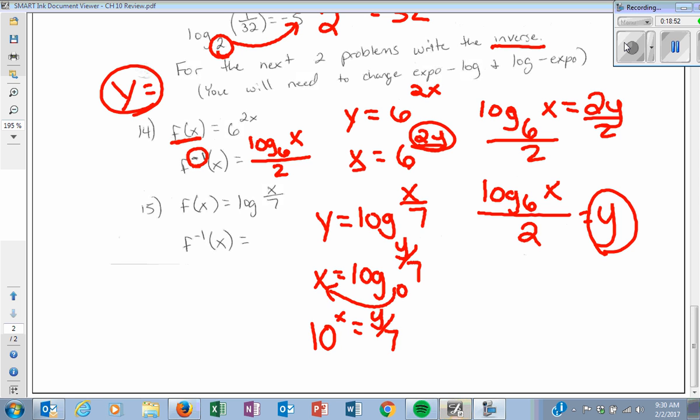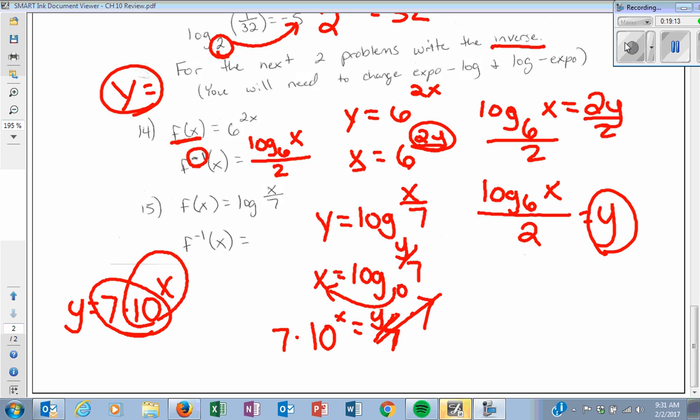Well, I want to get that y by itself. So the y is being divided by 7, so I times by 7. I times by 7. This has been a huge thing, guys. Y equals 7 times 10 to the x. You cannot multiply the 7 times the 10, because the 10 must be raised to the x power first, then multiplied by the 7. This is not equivalent to 70 to the x.